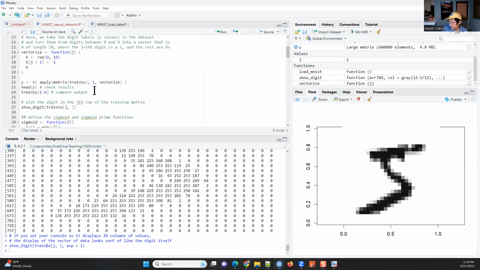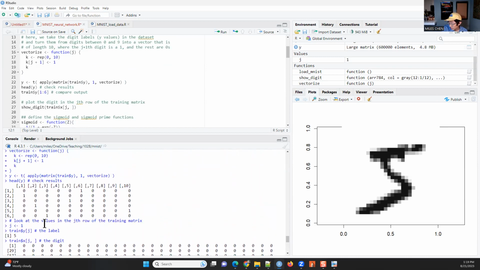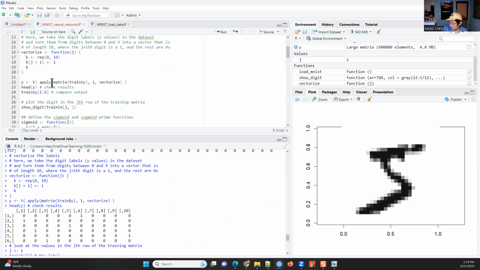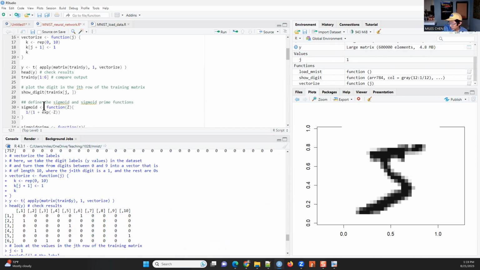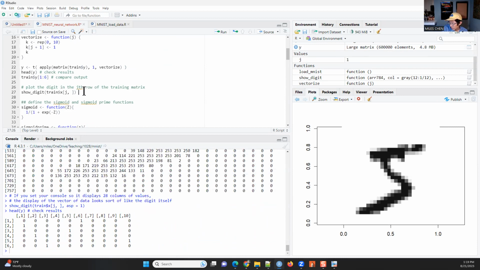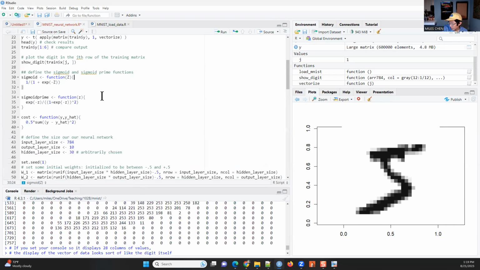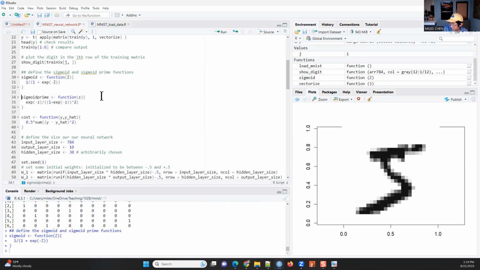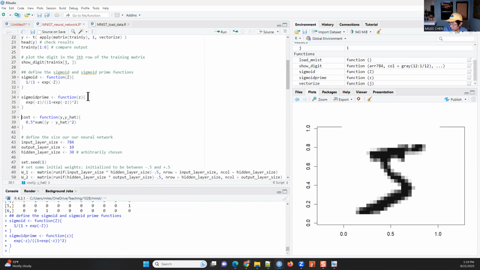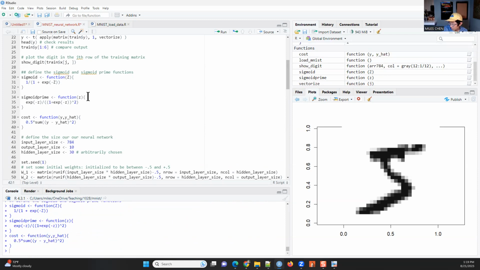We want to turn all of our values into a bunch of zeros and ones. And then we're going to go ahead and run the code that we have for our neural network. So our sigmoid function, this is all the same code from earlier. Okay, so sigmoid prime, the cost function.